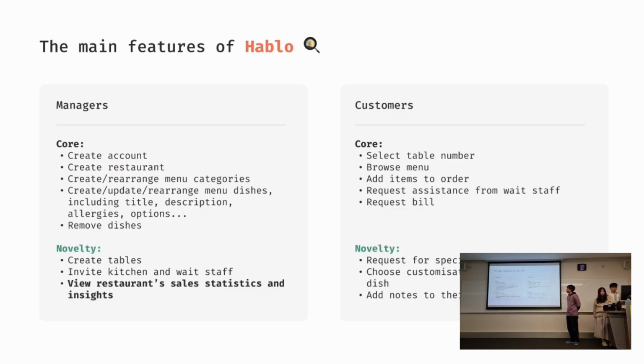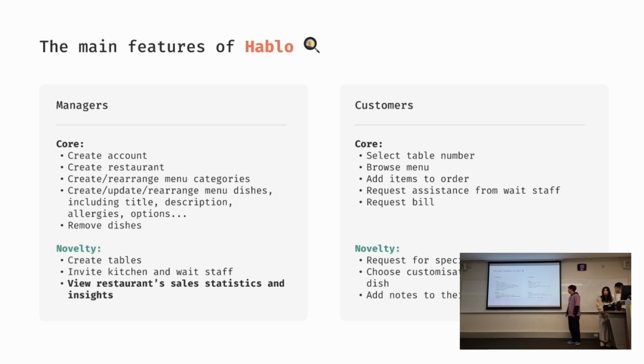But in terms of the main features of Hablo, we've implemented everything that was in the specifications, as well as a bunch of novel features. The most notable ones are highlighted in bold. The biggest one for managers is probably the ability to view restaurant sales statistics and insights. Currently what we've implemented includes a list of the most popular items, for example, the average wait time for customers, the average bill, that sort of thing.